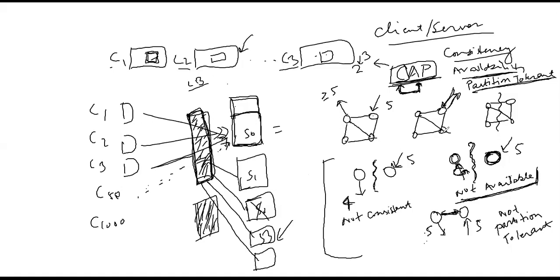Okay, so I get that the choice is always between C and A. Like P is something we have to accept. In a distributed system, yes. This CAP is for distributed systems only. Because if you're saying network partition is something that you cannot tolerate, then you're saying you're on a single box or a single machine with no network connections. That's not a distributed system. Okay.